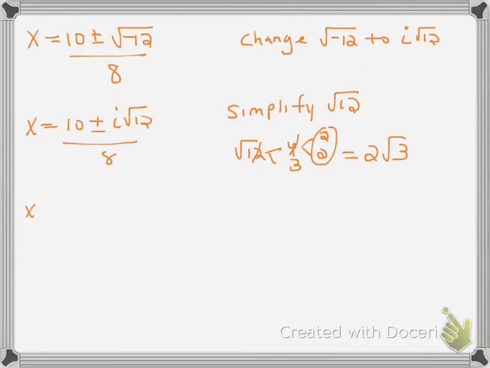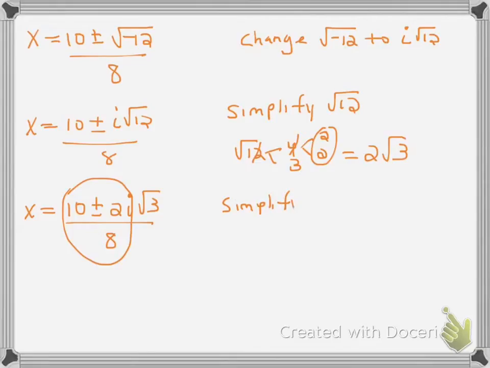All right, so now let's rewrite our answer right now. 10 plus or minus. Remember, there is an i in front of the square root, so I'm bringing a 2. I have an i in front of it. I've got 2i now outside of the square root, so it's 2i root 3. All that's divided by 8. I'm going to circle everything that is outside of the square root. I want to simplify this as best as possible.